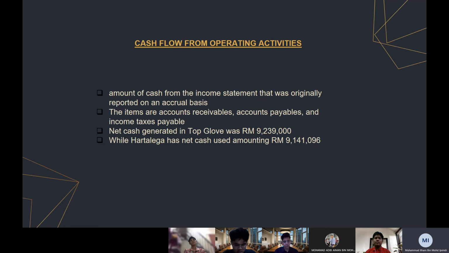Okay, so based on the company annual report 2020, Top Glove Berhad ended up with a net cash generated in operating amounting to 9,239,000, which is a positive amount.